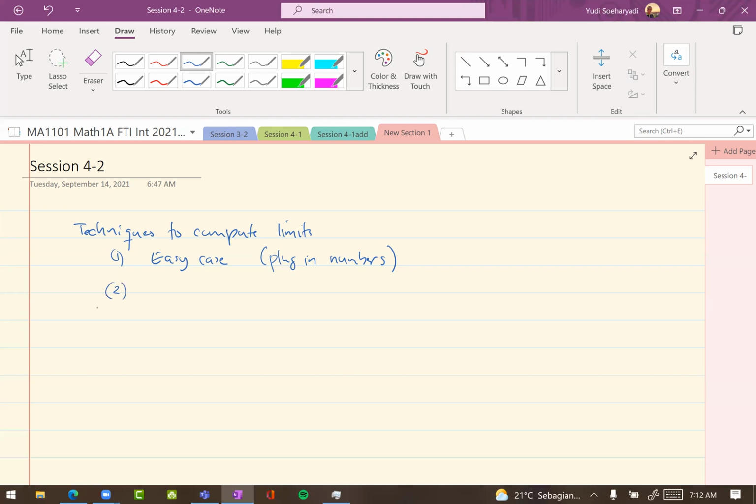And then you have also factorizations and cancellations. Okay, factor, you can cancel. This especially works for rational functions. And you can also do some multiplying by the conjugate. In this case, you deal with functions with roots. So actually you try to get rid of the roots by multiplying by the conjugate.